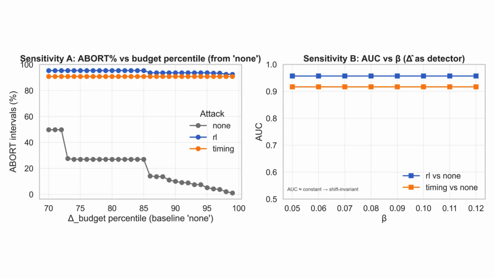Finally, we test sensitivity. On the left, as we tighten the budget, the abort rate for benign traffic falls smoothly, while under attack, the system continues to abort aggressively. On the right, we see that the leakage score maintains high detection accuracy across all margins, almost flat at above 0.9 AUC. This shows the score is stable and the knobs are predictable.